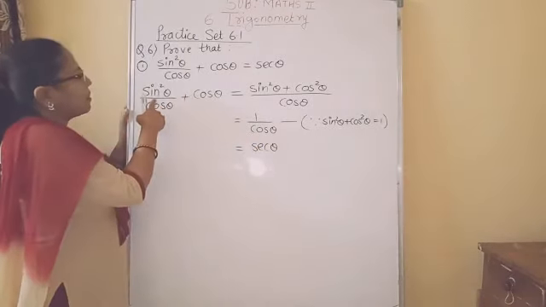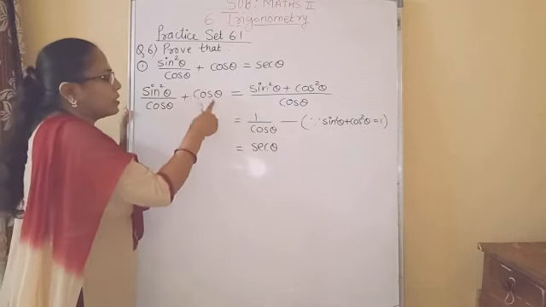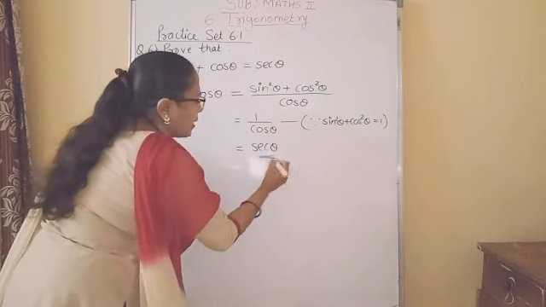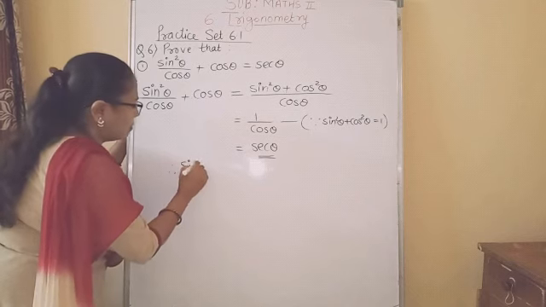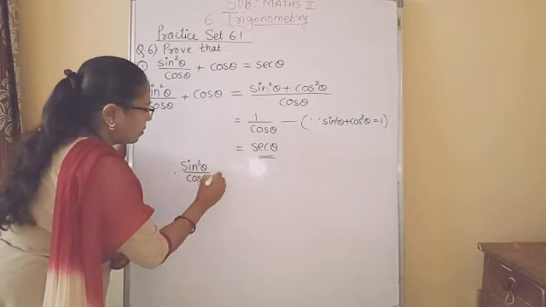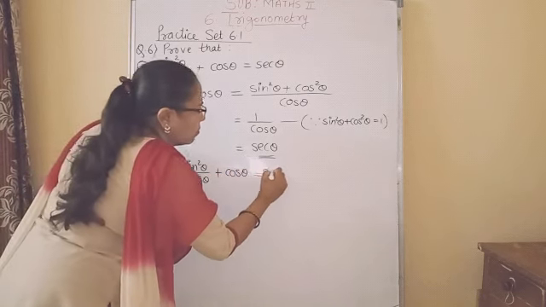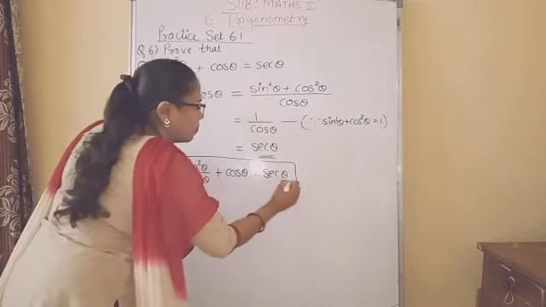So this way here we got sin square theta upon cos theta plus cos theta equal to sec theta. This way we proved. So we will write here the final answer. Therefore, sin square theta upon cos theta plus cos theta is equal to sec theta. So this way we proved here.